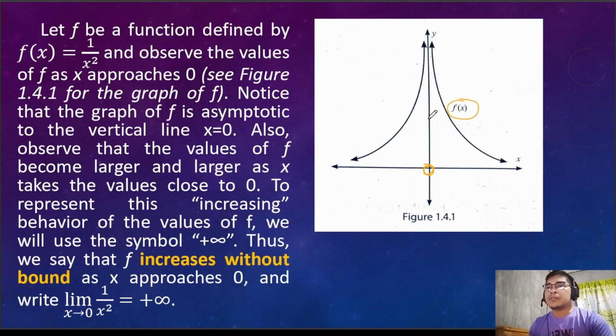Okay, also observe that the values of f become larger and larger. So from here, nagkaduol siya sa value nga x equals 0, ang ato pong y or atong f, nagkadako pod ang iyang value. So we know this is a positive side. So 1, 2, 3, 4. So it reach sa pinakadako diha. So larger and larger as x takes the values close to 0.